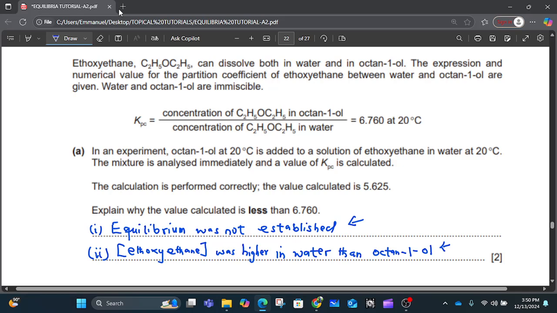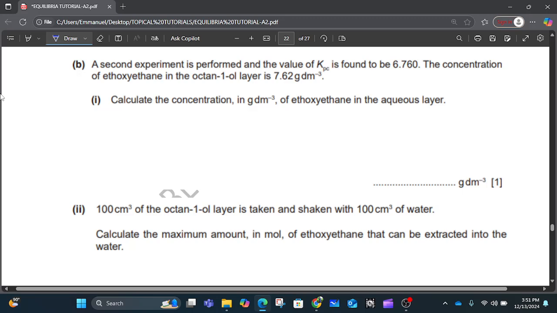And so it was the reason why the value was less than the actual KPC value at 20 degrees Celsius. B. A second experiment was performed and the value of KPC is found to be 6.760. The concentration of ethoxyethane in octan-1-ol layer is 7.62 grams per decimeter cube. I. Calculate the concentration in grams per decimeter cube of ethoxyethane in the aqueous layer.